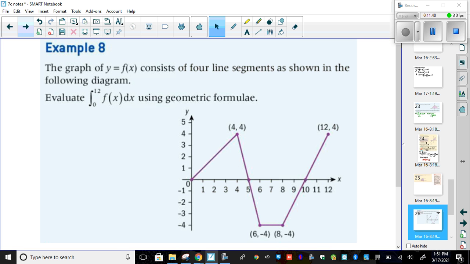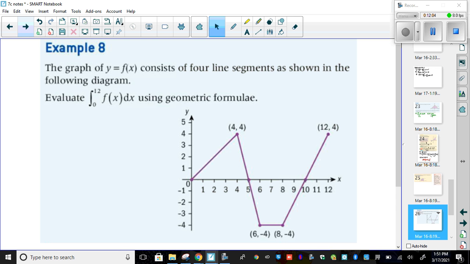Okay, so this wording is purposely tricky because we need to make sure you understand the question it's asking you. The graph of f of x consists of 4 line segments shown in the diagram. I want you to evaluate the integral from 0 to 10 of that function using geometric formulas. Did I say find the area under the curve?